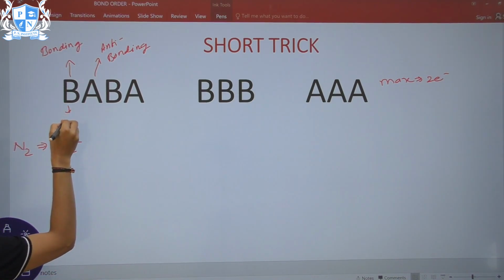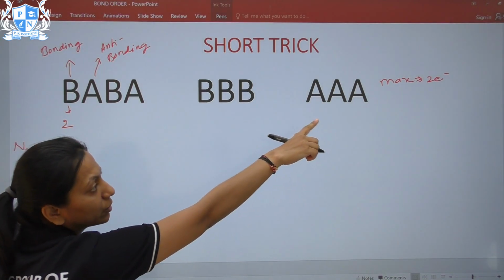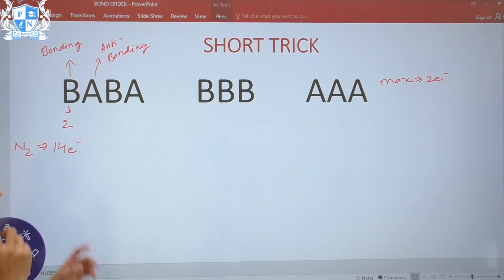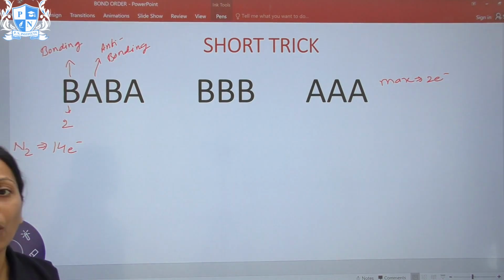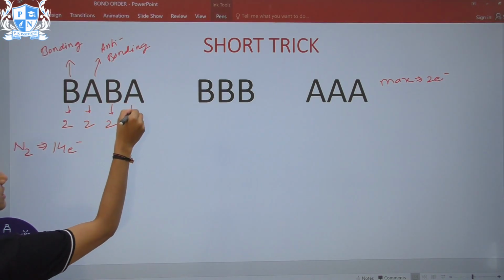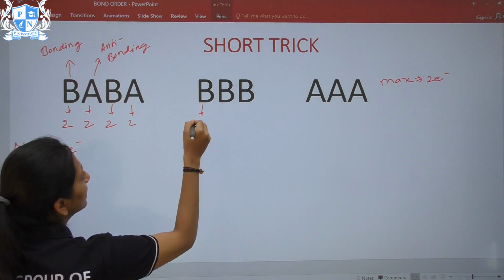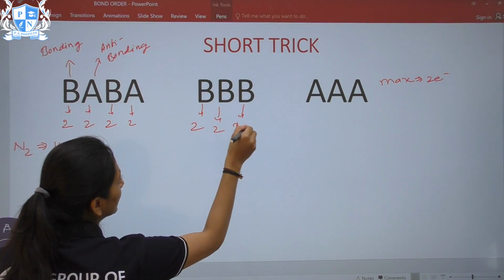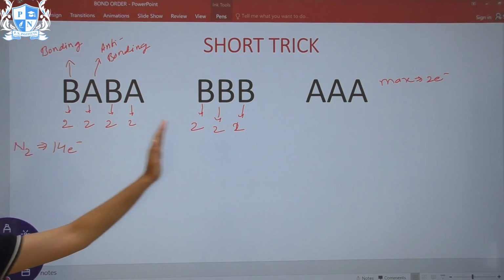B, how many electrons? 2. I just told you, you have to fill only 2 electrons. Only 2 electrons will be filled in each of the orbitals. 2, 2, 4, 5, 6, 7, 8, 9, 10, 11, 12, 13 and 14. So in this way we are having a total of 14 electrons.